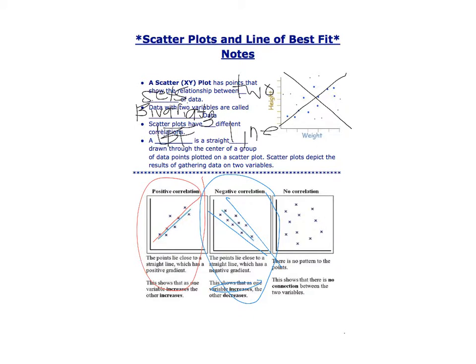For no correlation, there is no pattern to the points. So as you can see, they're all over the place. You can't really make a line. There's nothing that can show any type of correlation. And this shows that there is no connection between the two variables. So between these two things, there is no connection between either.